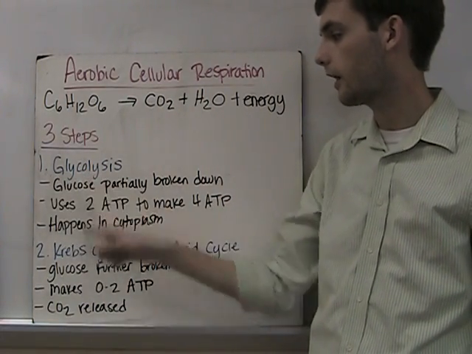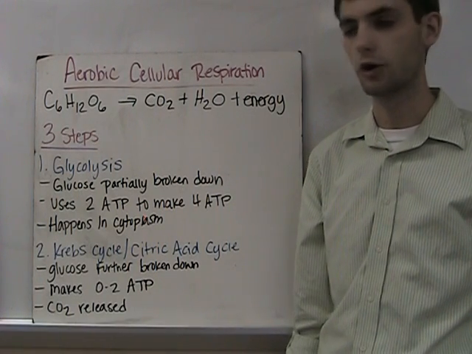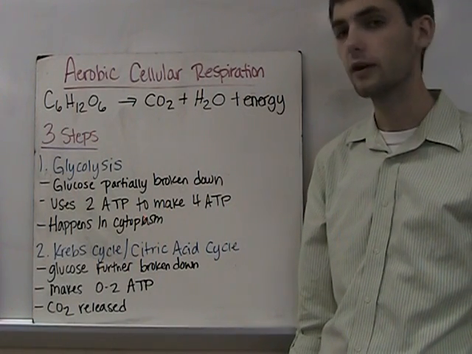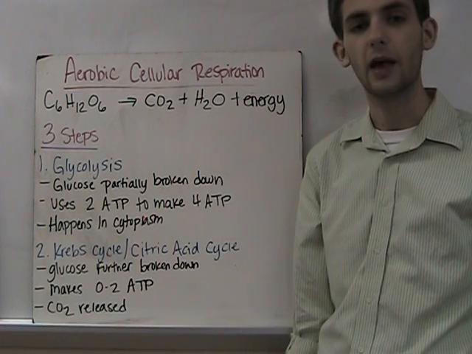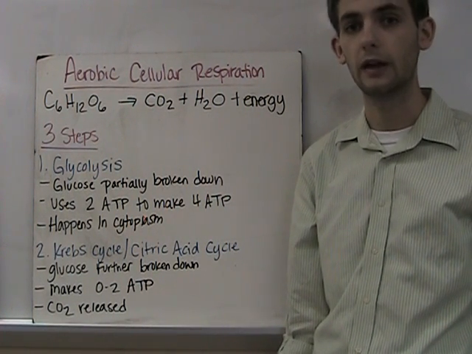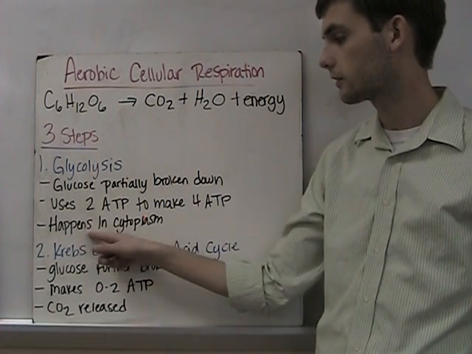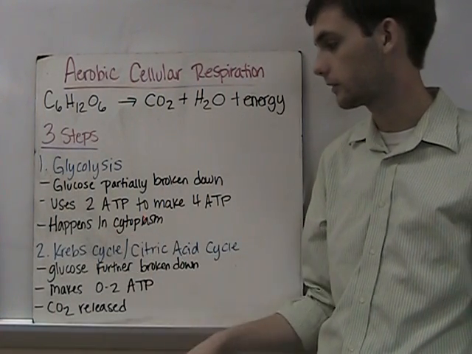The first is glycolysis. This is when glucose will be partially broken down. This process uses 2 ATP to produce 4 ATP. That means there's a net gain of 2 ATP. This process occurs in the cytoplasm of all cells.